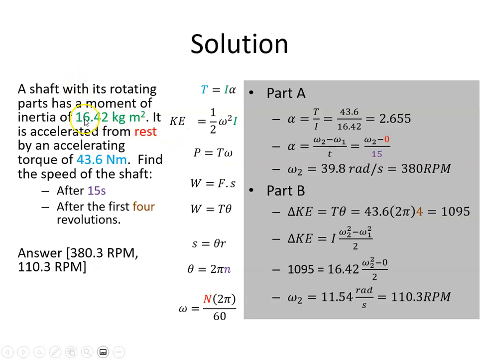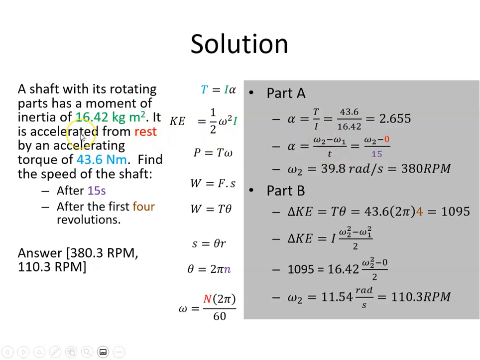Alright, so we are told that the moment of inertia is 16.42 and that the torque is 43.6. So torque is equal to I times alpha. I have the torque, I have I, so I can get alpha. So alpha is equal to torque over I, which is 43.6 Newton meters, all over 16.42 kilogram meter squared, and that works out to be 2.655 radians per second squared. Now alpha is omega 2 minus omega 1 all over t.